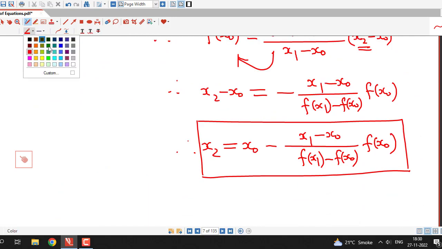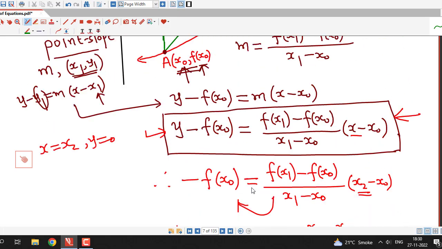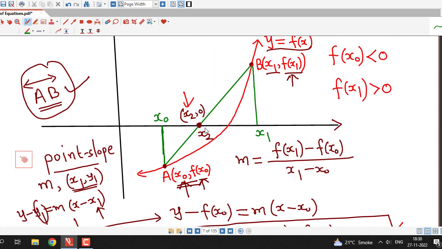After finding x2, we will find the value of the function at point x2. If f of x2 equal to 0, then x2 is the root of the given equation. But suppose f of x2 is non-zero, then it can be either positive or negative. Suppose f of x2 is negative, then this point is x2 comma f of x2. Now f of x2 is negative and f of x0 is also negative, so the root cannot lie in this interval. So now the root lies in between x2 and x1.